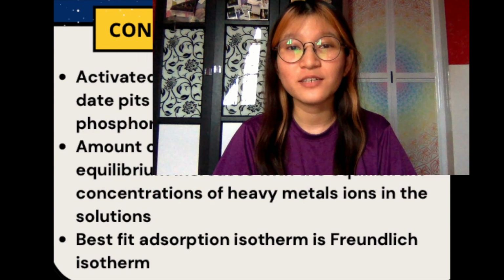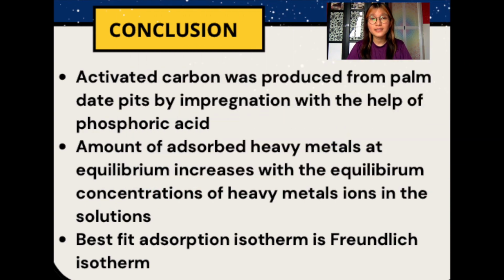In this experiment, we can conclude that activated carbon was produced from the palm date pits by chemical activation, which involves the impregnation method with the help of a chemical activating agent, which is phosphoric acid. It can also be seen that the amount of adsorbed heavy metal ions at equilibrium is higher when the equilibrium concentrations of the heavy metal ions in the solution increase. Last but not least, we can conclude that the best fit adsorption isotherm for this experiment is the Freundlich isotherm.